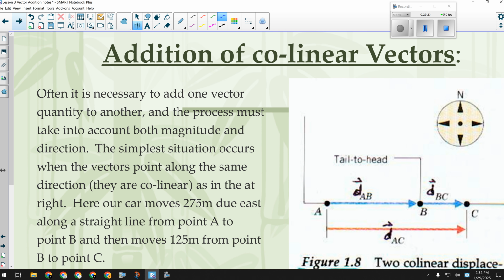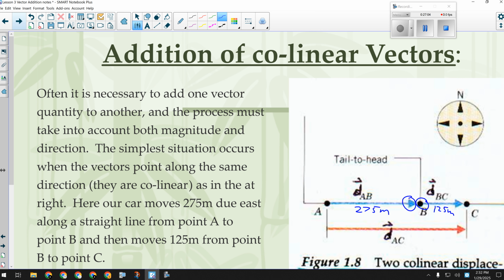So, a simple collinear vector question could look something like this. The question tells us that we have this car, and this car is going to drive 275 meters due east, and then it's going to go another 125 meters due east. So I draw those two vectors, but I draw them tail to head. This is the tail, this is the head. I draw the first one here. This would be 275 meters, and we typically write right beside them what the magnitude is. And this one is 125.